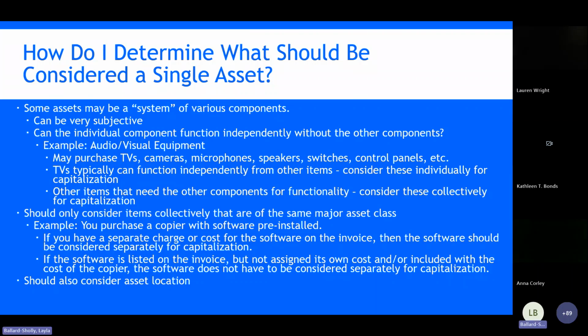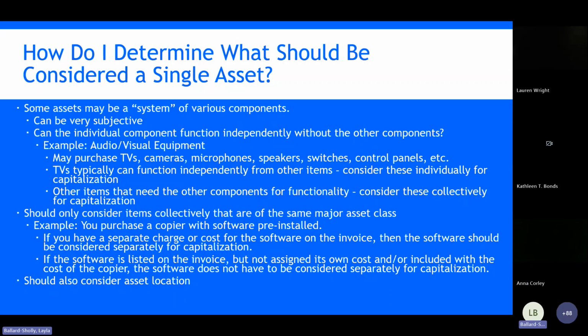So, yeah, this is the next slide. How do I determine what should be considered a single asset? This is something that can get very tricky and subjective. But some assets may be a system of various components. I don't know if that's what this question was referring to, or if you're just talking about a huge bulk purchase of, you know, 250 laptops that individually are way below the threshold, but may exceed it. For those, the laptop example, you would contact us.